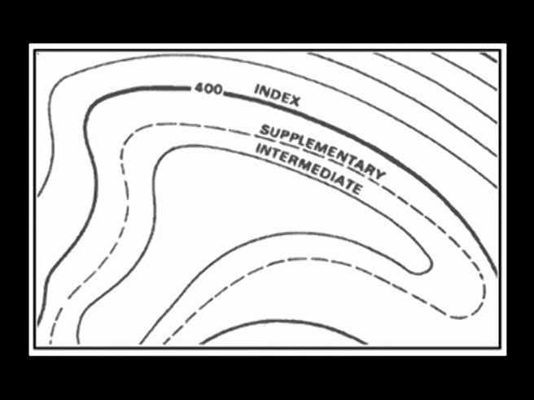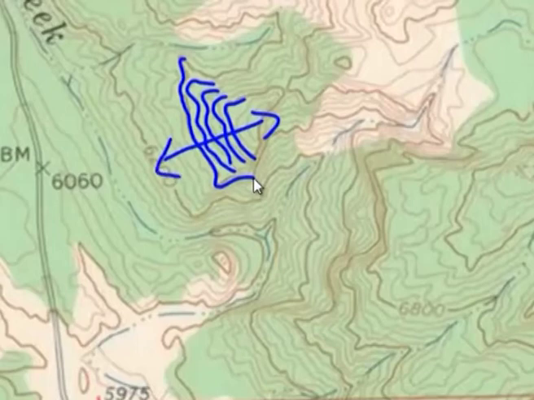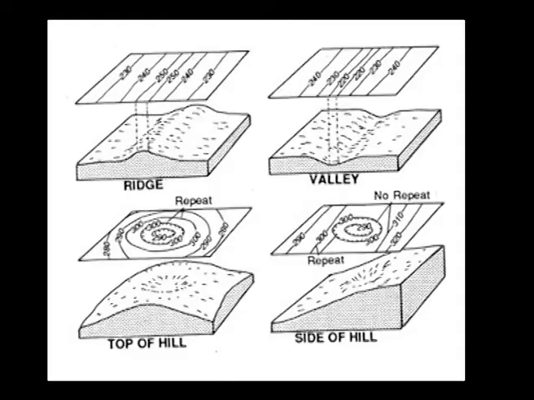The third kind of contour line is the supplementary contour lines. These contour lines resemble dashes. They show changes in elevation of at least one half of the contour interval. These lines are normally found where there is very little change in elevation, such as on fairly level terrain.